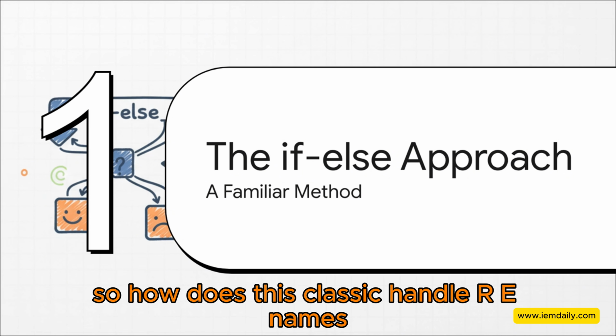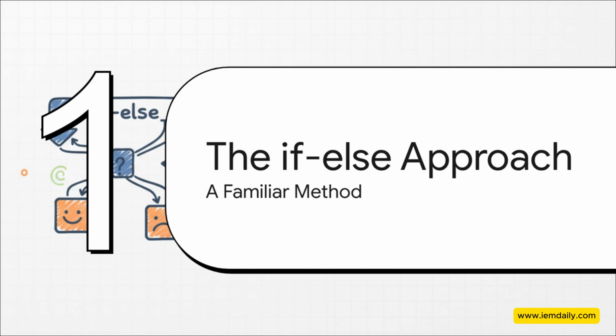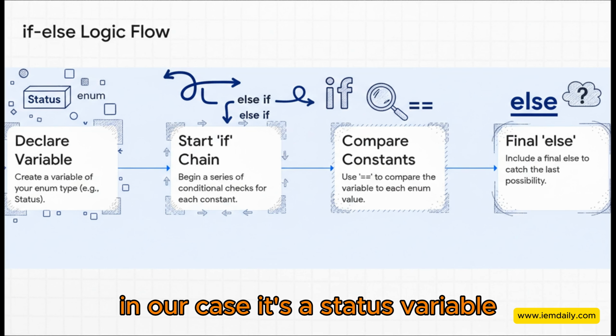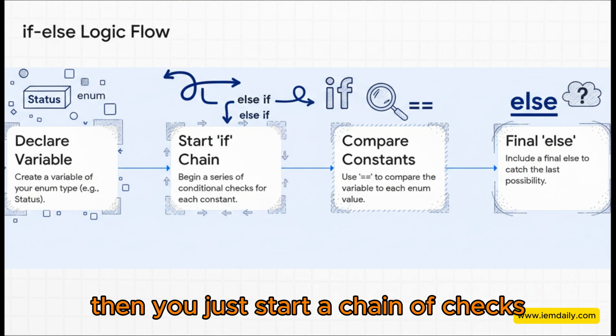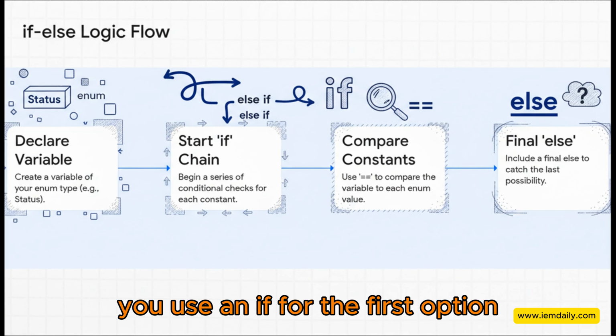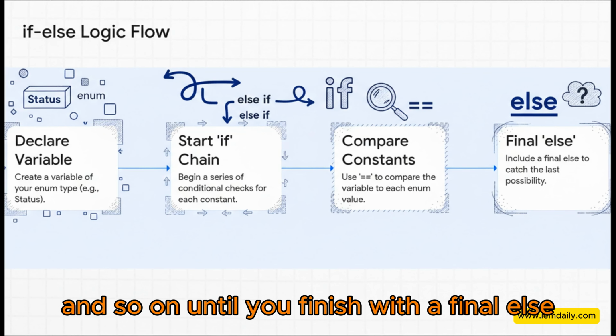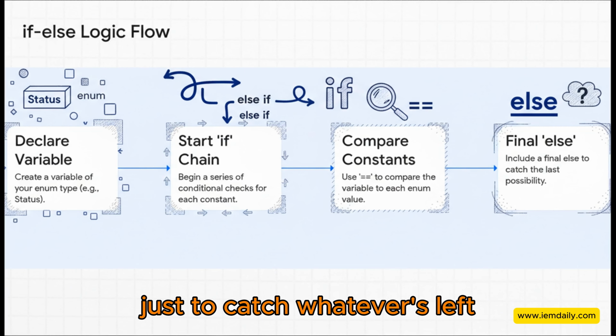So how does this classic handle our enums? The logic is pretty straightforward. You know the drill. First, you've got your variable. In our case, it's a status variable. Then you just start a chain of checks. You use an if for the first option, then an else if for the next one, and another else if, and so on, until you finish with a final else, just to catch whatever's left.